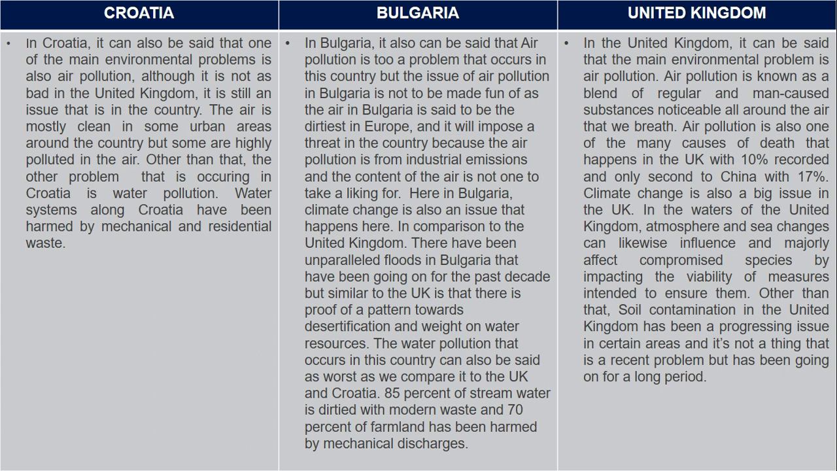In comparison to the United Kingdom, there have been unparalleled floods in Bulgaria over the past decade, but similar to the UK, there is proof of a pattern toward desertification and pressure on water resources. The water pollution in this country can also be said to be worse when we compare it to the UK and Croatia. 80% of stream water is dirtied with industrial waste and 70% of farmland has been harmed by industrial discharges. So now I'll be talking about the comparative analysis on environmental issues.